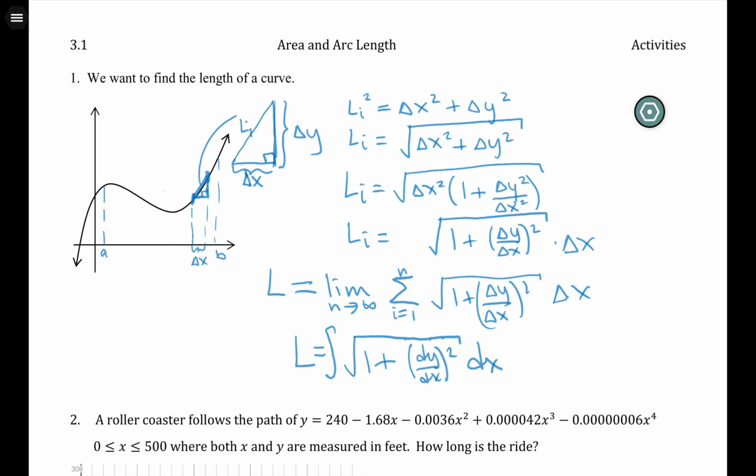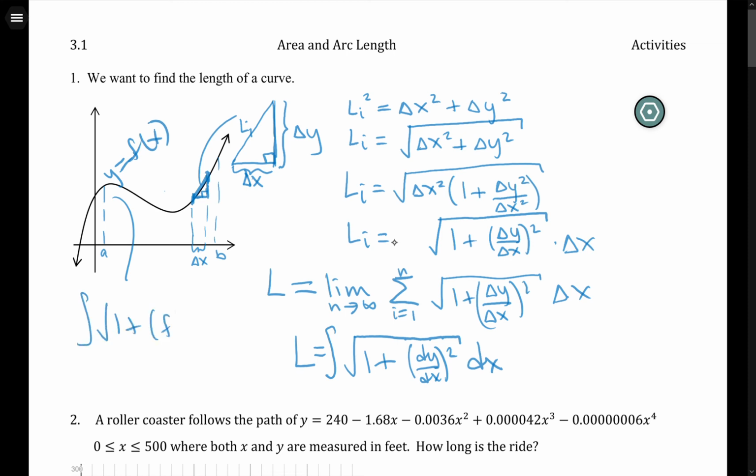dy/dx is exactly what it was in Calc 1. This means if this is y equals f of x, and you want the length of this curve, we would say, okay, then we're going to take the integral of the square root of 1 plus f prime of x squared. We're going to integrate with respect to x from a to b. So basically what's happening here is the f prime is what tells us how steep the curve is at that point, which is going to tell us something about the relationship between our delta x and our delta y. So that's determining the length on any individual segment.